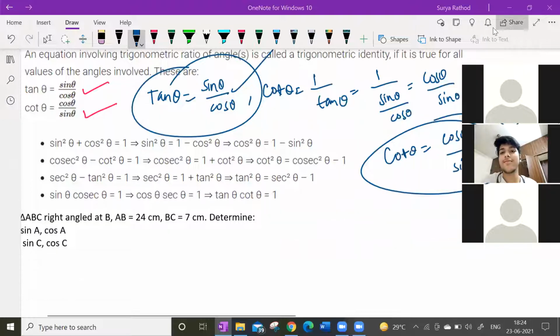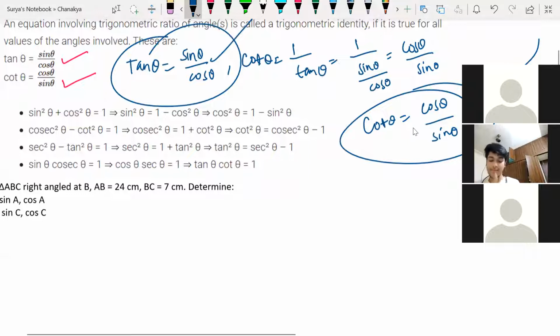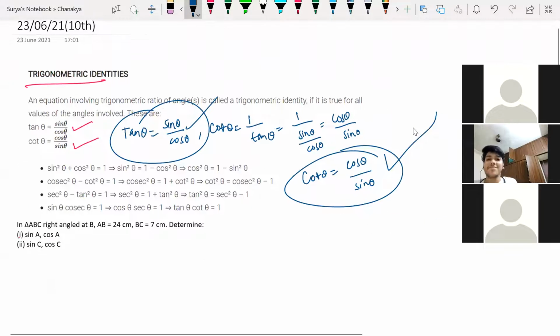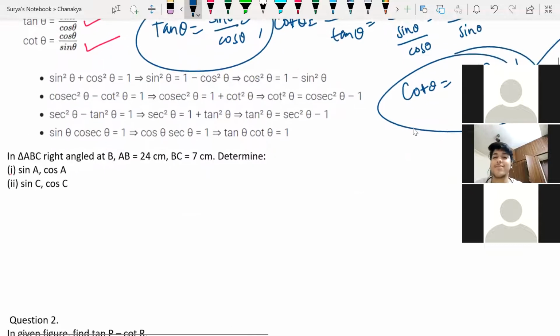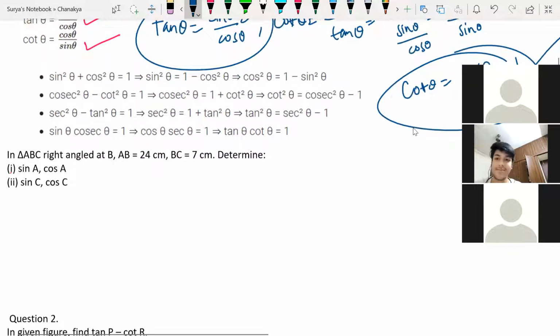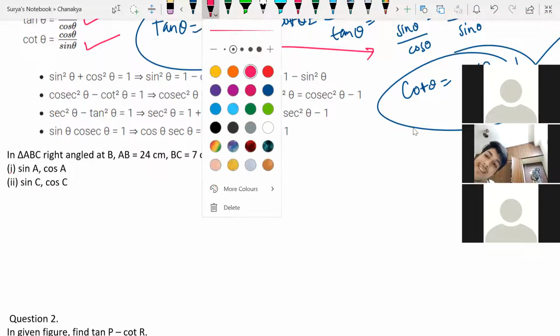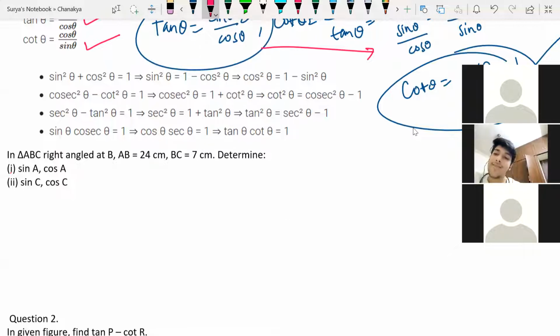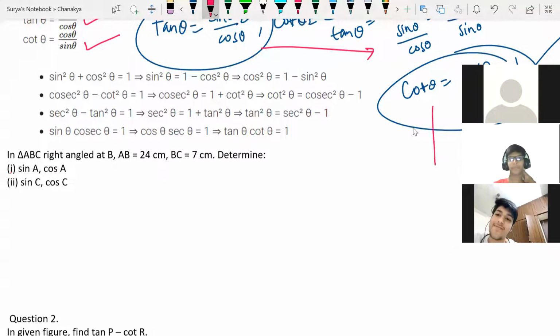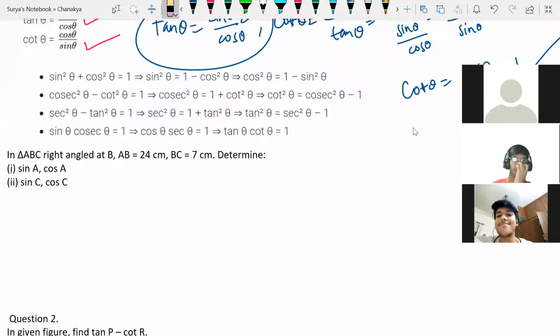Look at this, guys. We know that tan and cot are reciprocal to each other. So tan theta can be written as what? Tan theta can be written as sin by cos. Cot can be written as cos by sin. Clear? So this is what we have done.